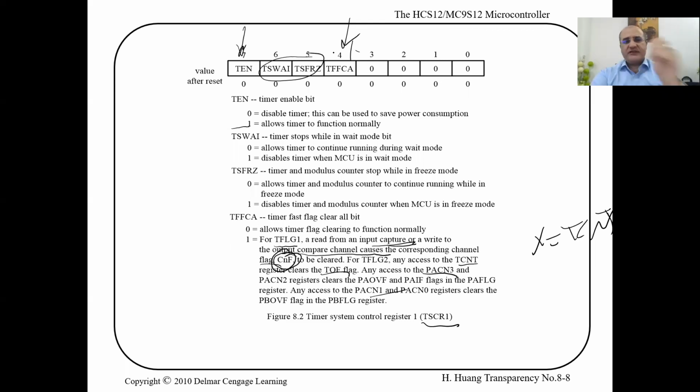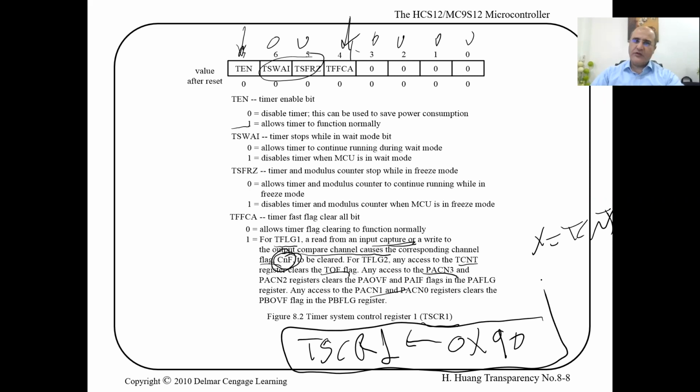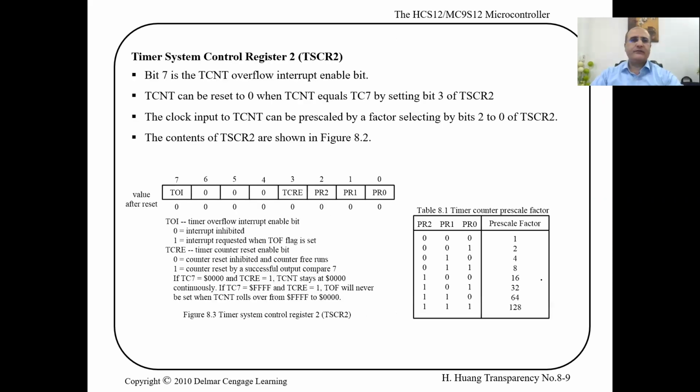So usually we enable this bit. For this register, the timer system control register 1, usually 1001 0000 is written to it, so 0x90, to enable the TCNT counter. We just enabled it; we did not configure the timing yet.